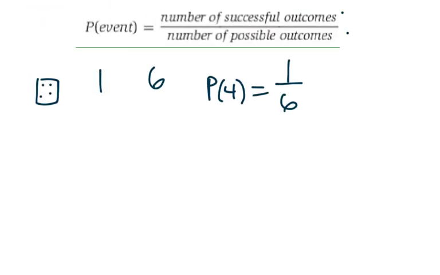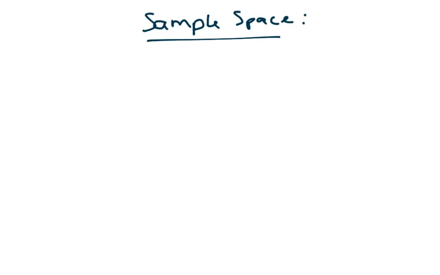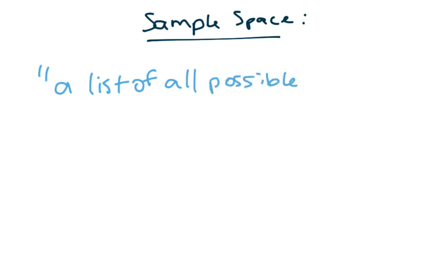A new very general definition is this word sample space. Sample space is defined as being a list of all possible outcomes.